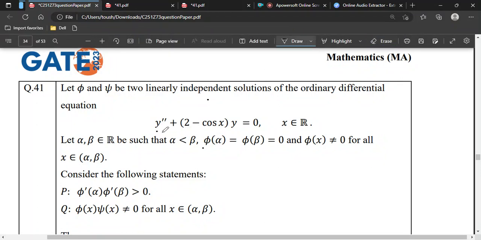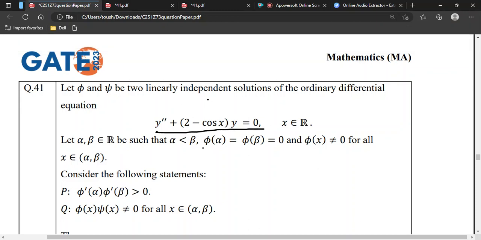y double dash plus (2 minus cos x) into y is equal to 0, and it's given that alpha and beta are two roots of phi. It's given that phi(alpha) and phi(beta) are equal to 0 and phi(x) is non-zero in between alpha and beta. That means alpha and beta are two successive roots. Remember this definition, that alpha and beta are two successive roots, then this result will hold.